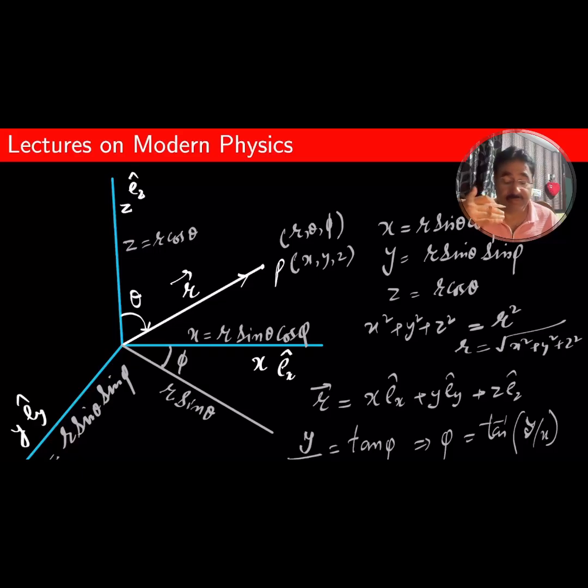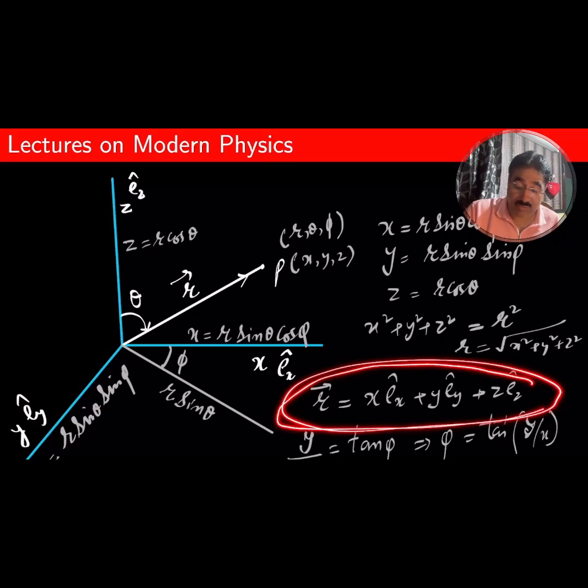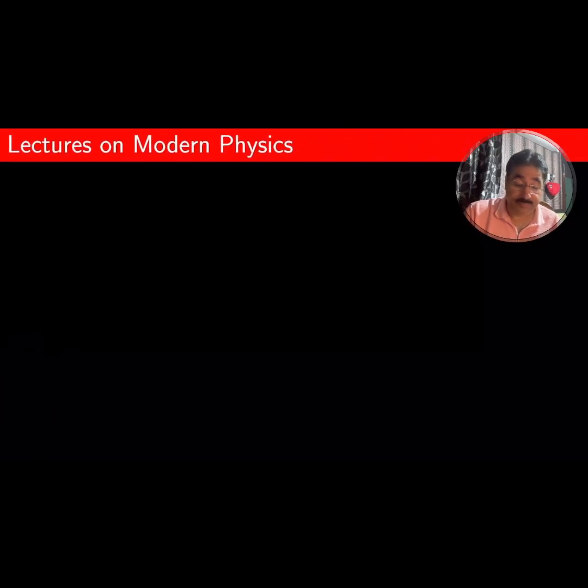So you can transform these spherical coordinates into Cartesian coordinates, and you can transform Cartesian coordinates into spherical coordinates through these transformation equations. Now we'll go back and analyze. These were transformation equations. We can go back and analyze this position vector.